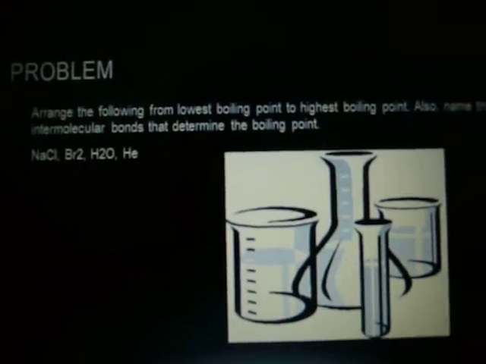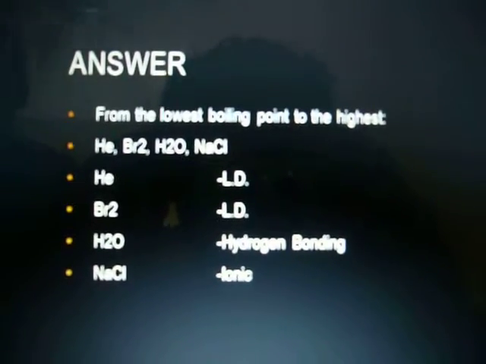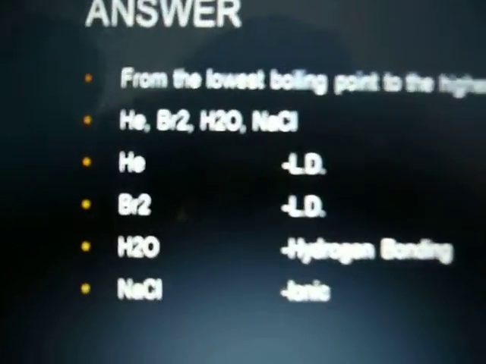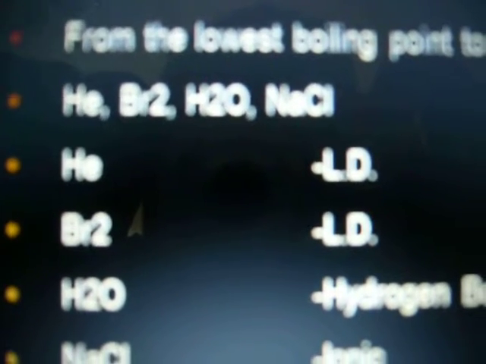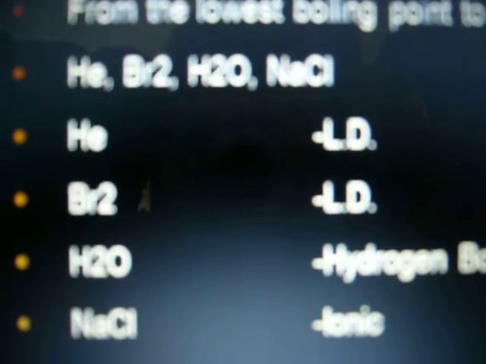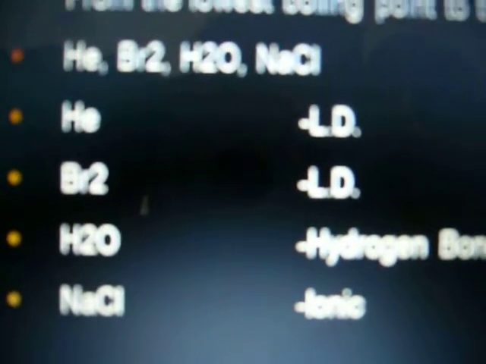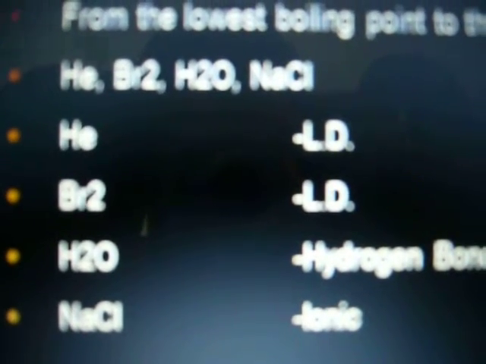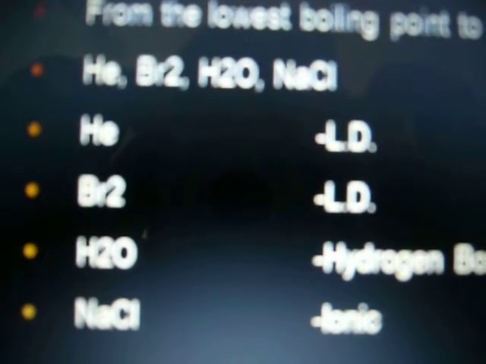Okay, well there was about 20 seconds. Now let's go to the answers. And here's your answer. From the lowest boiling point to the highest, you have helium, bromine, water, and then salt. For He, the greatest force being used is London dispersion. Now He has a very low molar mass, which would make the distortion in its cloud harder than it would have been if it was a greater molecule.